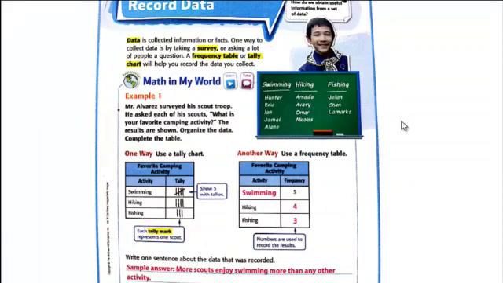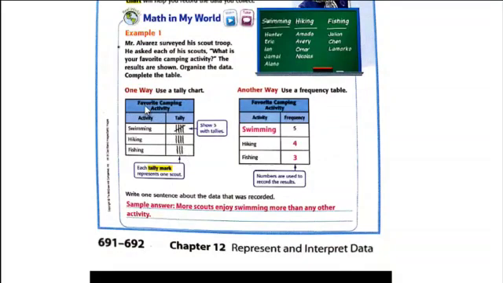After watching the video, let's take example number 1. In this example, Mr. Alvarez surveyed his scout troop. He asked each of his scouts, "What's your favorite camping activity?" The results are shown. Organize the data, complete the table. To organize the data, there are 2 ways. First way called a tally chart, second way called a frequency table. Okay?